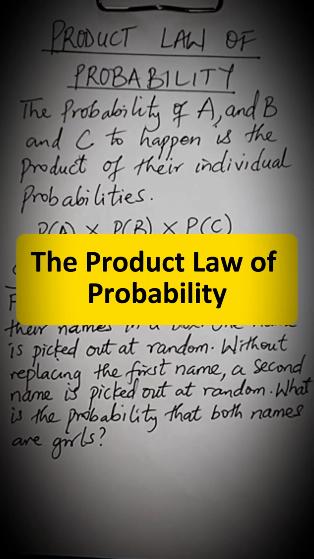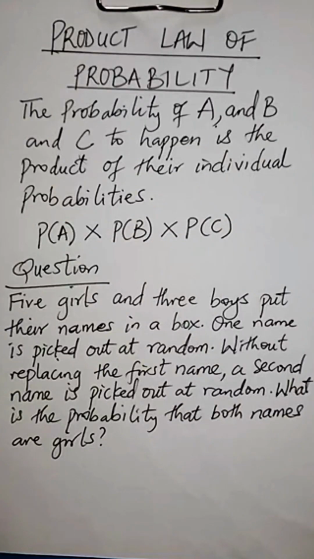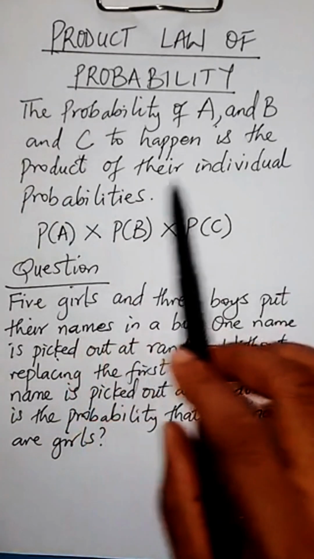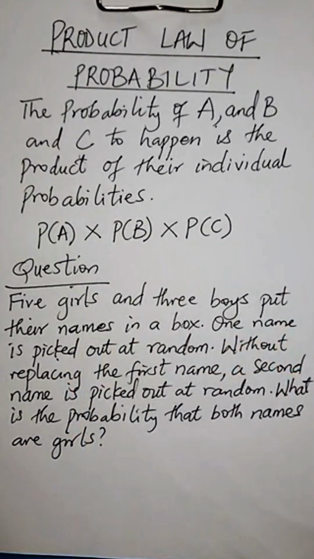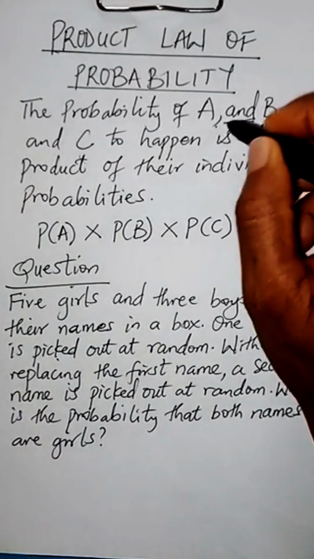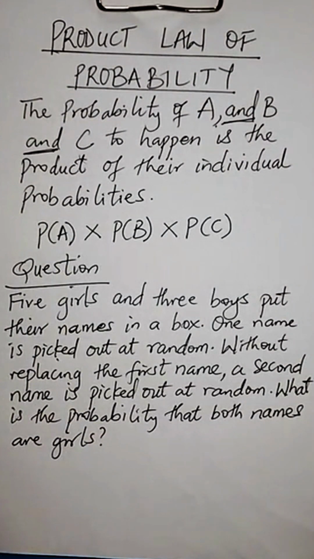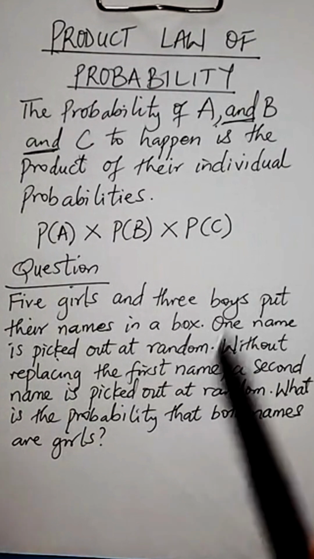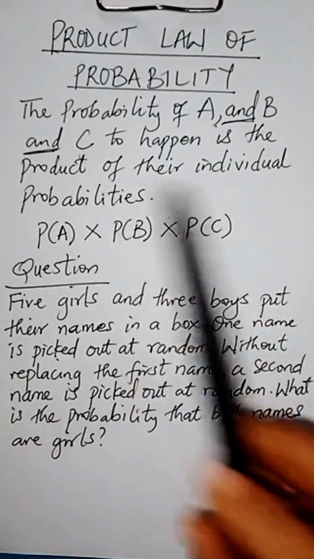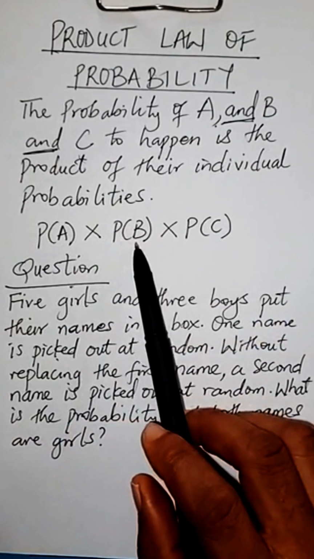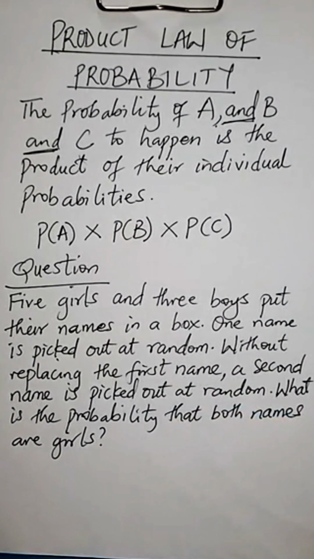Now let's move over to the product law of probability. The probability of A and B and C to happen is the product of their individual probabilities. In the case of the product law, what to look out for is the word "and". Whenever you see the word "and" joining sets, it tells you that you are using the product law of probability. So the probability of A and B and C to happen is the probability of A multiplied by the probability of B multiplied by the probability of C. This is the product law.